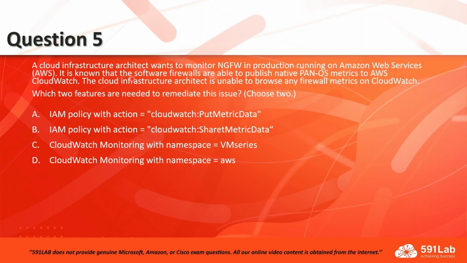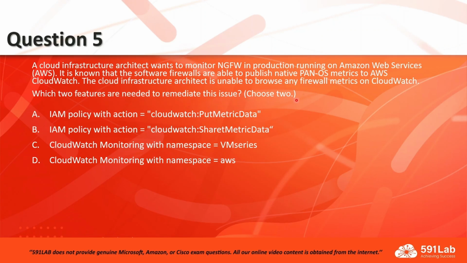It is known that the software firewalls are able to publish native PAN-OS metrics to AWS CloudWatch. The cloud infrastructure architect is unable to browse any firewall metric on CloudWatch. Which two features are needed to remediate this issue?